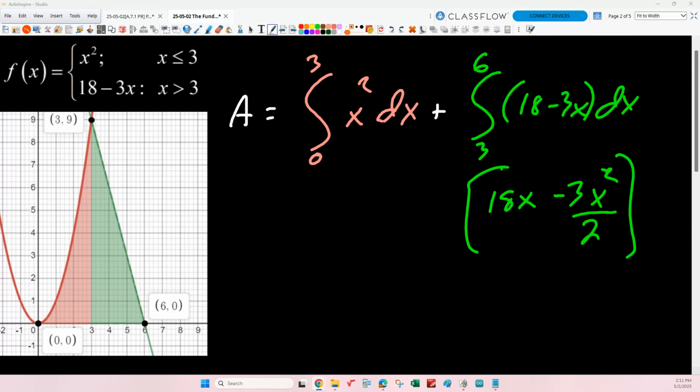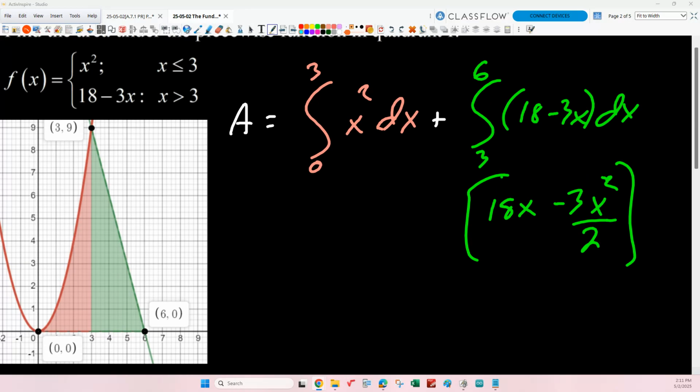Okay. And then this guy here, you were about to tell me this would have just been x cubed over 3 evaluated from 0 to 3. And then I would just be adding up all those values. Right? Okay?